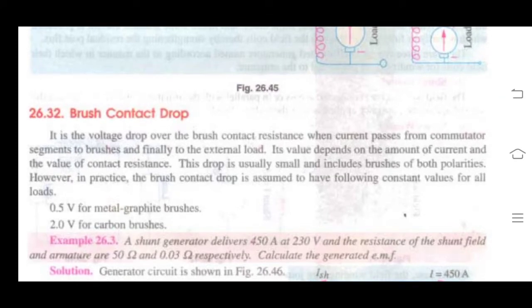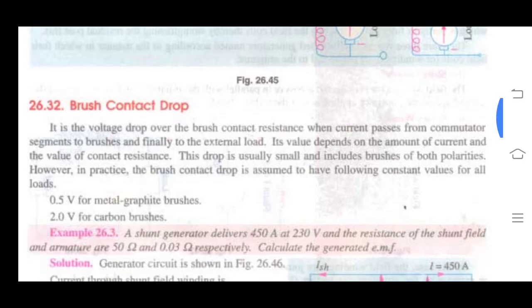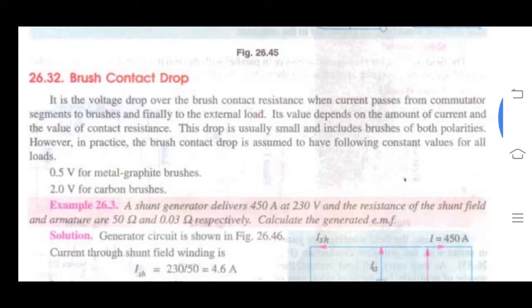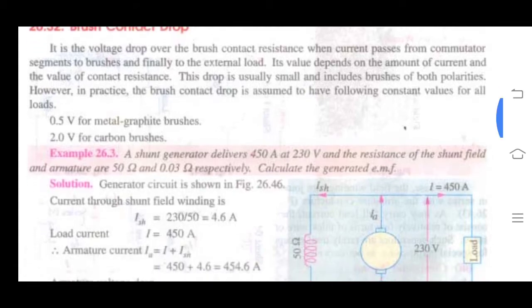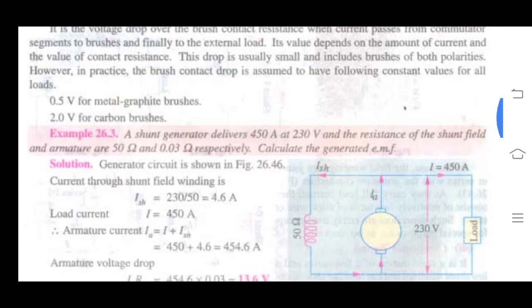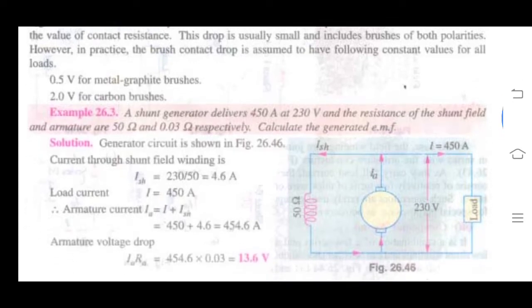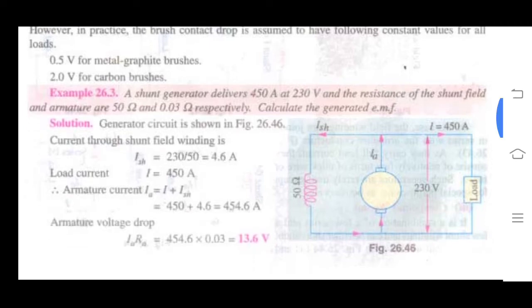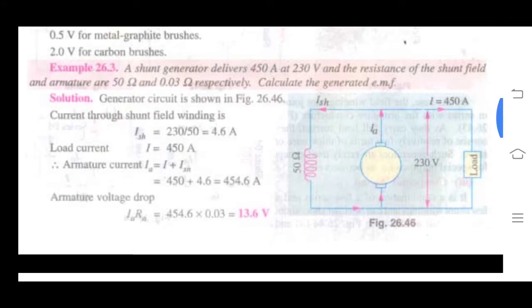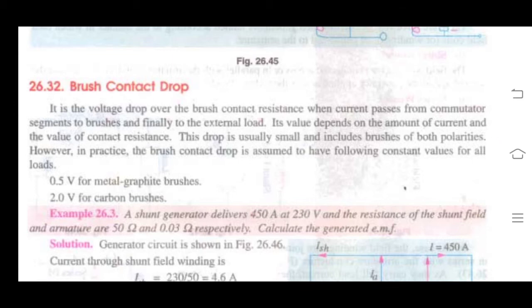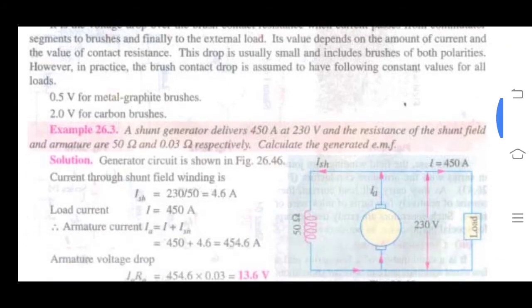It is a voltage drop over the brush contact resistance when current passes from the commutator segments to the brush and finally to the external load. Its value depends on the amount of current and the value of contact resistance. This drop is usually small and includes the brushes of both polarities. However, in practice, the brush contact drop is assumed to have the following constant values for all loads: 0.5 volts for metal graphite brushes, 2.2 volts for carbon brushes. So generally we use 2 volts for brush drops.